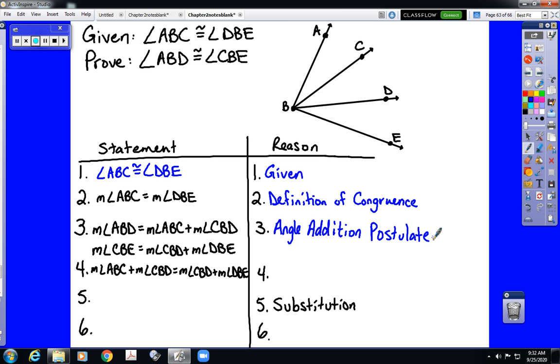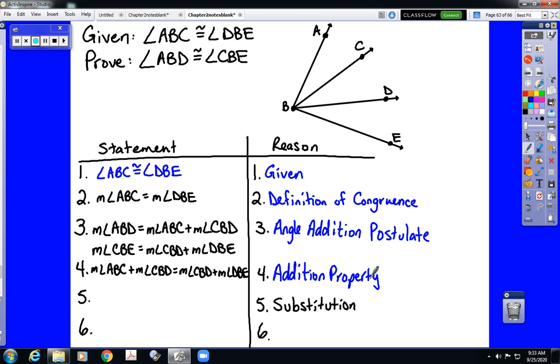Now be careful on step 4. Step 4 is not a substitution step. If we notice, step 4 is our step 2 equation. The measure of ABC equals the measure of DBE are still in there, except that they've added the measure of CBD to both sides of the equation. So step 4 is the addition property, because we have added the measure of CBD to both sides of statement 2.